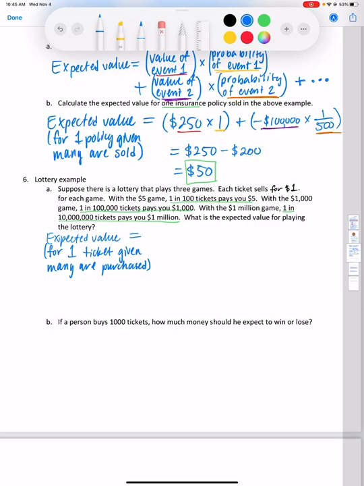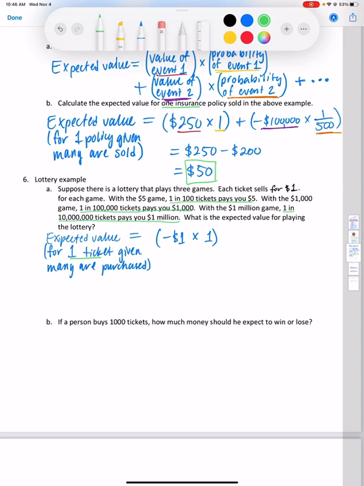But first of all, the first event that happens is you buying a ticket. For each ticket, you will have to pay $1. So from your perspective, you'll be losing $1. That's the value of the event. And the probability is going to be 1 because it's certain that you will buy that ticket. So our expected cost will be $1 for that ticket.